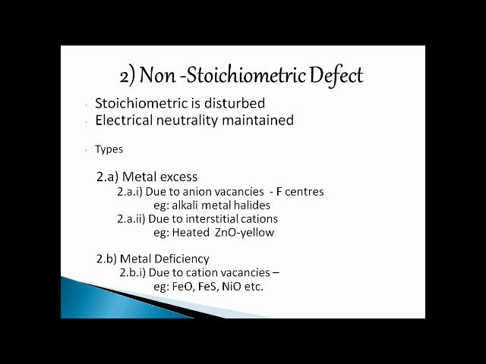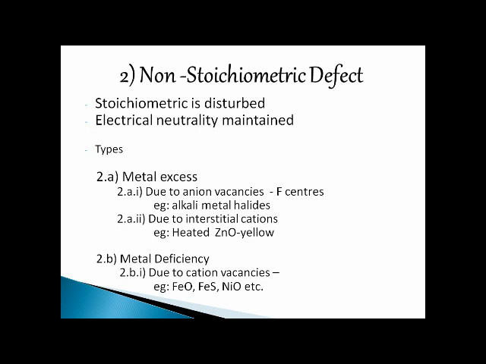So, a metal ion is missing from its normal lattice site. Due to the metal ion missing, some charge is missing. This is balanced by a nearby metal ion having higher positive charge. So, this type of defect occurs in those compounds where the metal can exhibit variable valency.